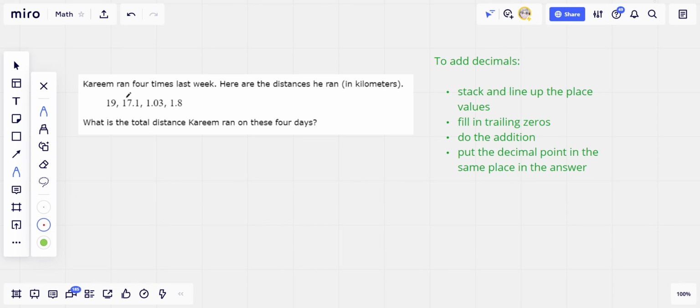Here we have a word problem that's got some decimals and looks like a whole number in there. We're going to have to add all these together. That's what these word problems are about. But let's read the problem so we can figure this out.